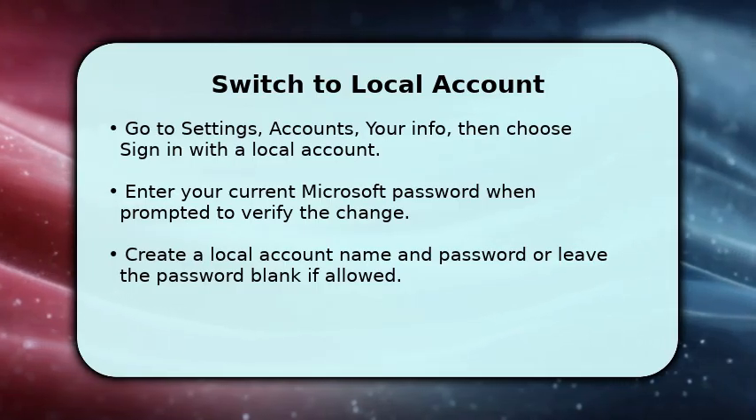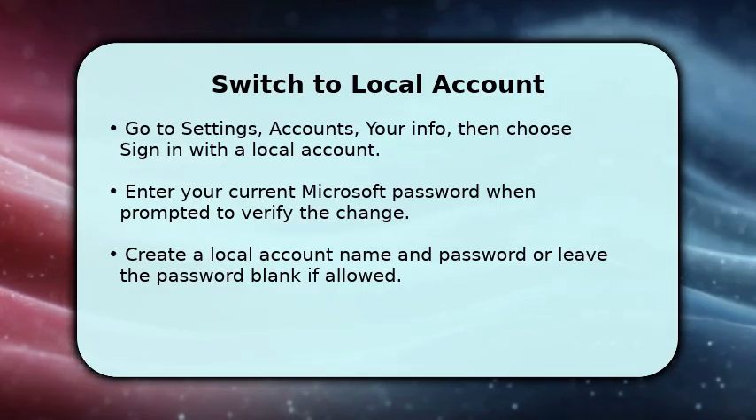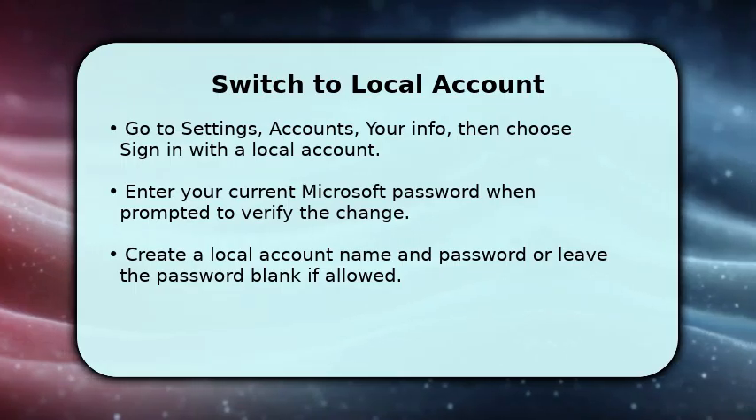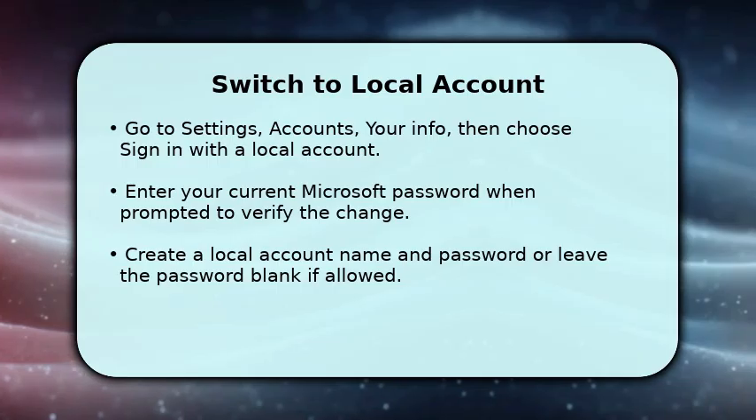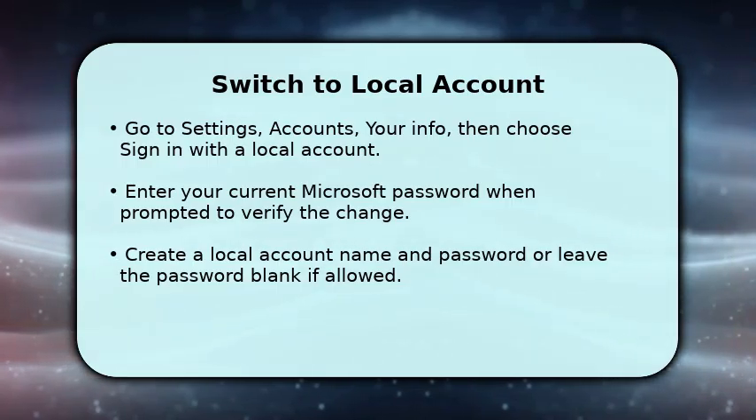Enter your current Microsoft password when prompted to verify the change and continue. Create a local account name and assign a password or leave the password blank if Windows allows it. Complete the sign out and sign in process to activate the local account immediately on this device.